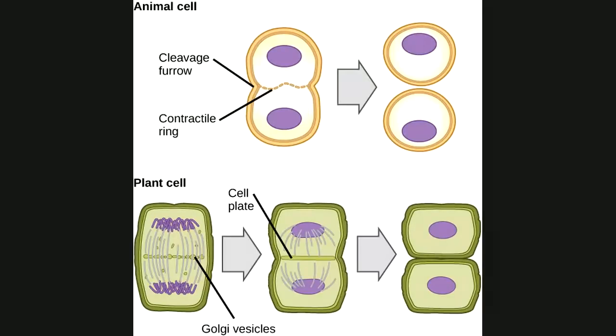So this is just a little bit better look at the two types of cytokinesis. You see in animal cells, the cleavage furrow, it's like a string or a ring that you tie around the middle and you end up with your two cells, whereas in plant cells, we have these vesicles that bring in portions of the cell plate, right? And eventually we get our two individual plant cells.